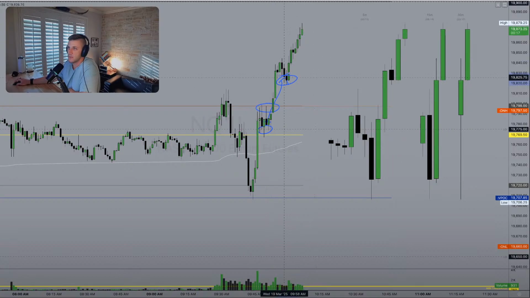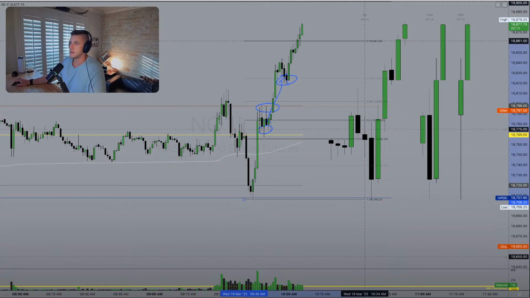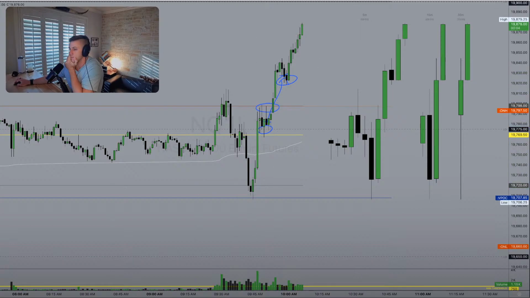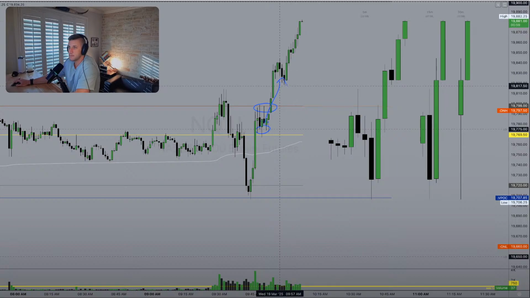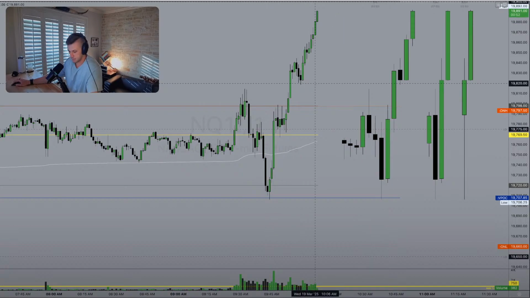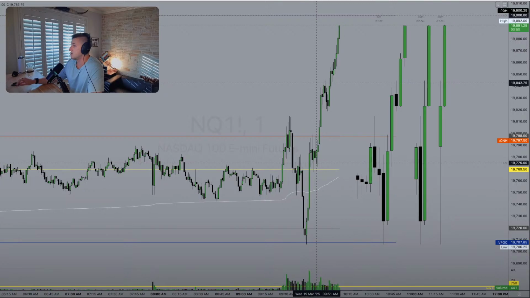Not even the shallow fib there, probably. Let's see. Yeah, it's not even the shallow fib. So that's not my trade. That is not it. Here's 900 though. If you're riding any longs, this is your main target.